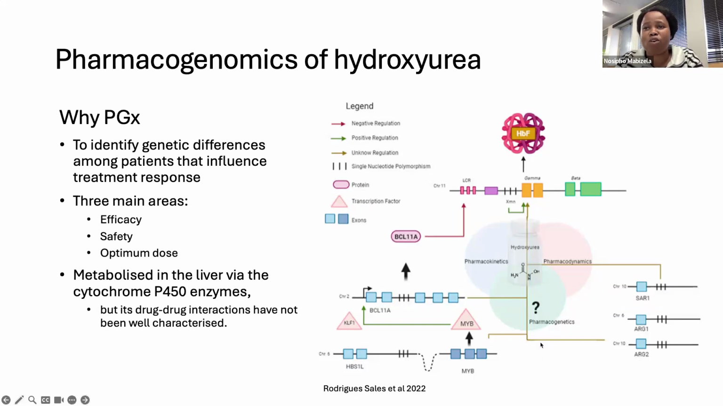So we saw this, and we thought it's also important for us to contribute towards pharmacogenetics specifically, because we all know there are genes that are responsible for fetal hemoglobin production. For example, your BCL11A, your MYB, your KLF1, they are all responsible for the production of fetal hemoglobin. However, the mechanism of all this is not well known. We don't know whether there are other pharmacogenetic genes that play a role in the production of fetal hemoglobin, or in the drug metabolism of hydroxyurea.